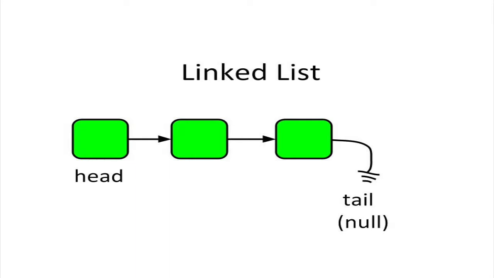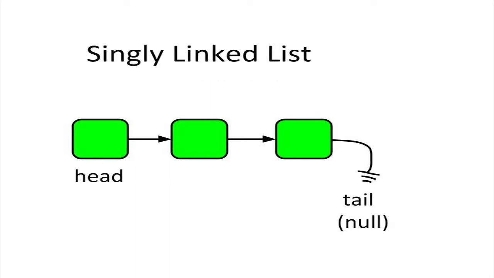There are several kinds of linked lists. In a singly linked list, each node has only one pointer, commonly called next, since it points to the next node in the sequence. The last node in the list points to null.